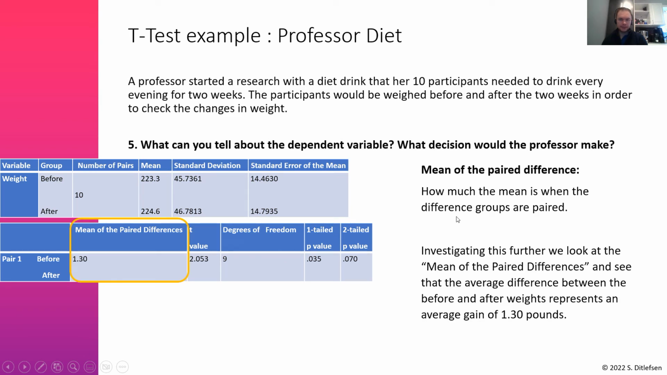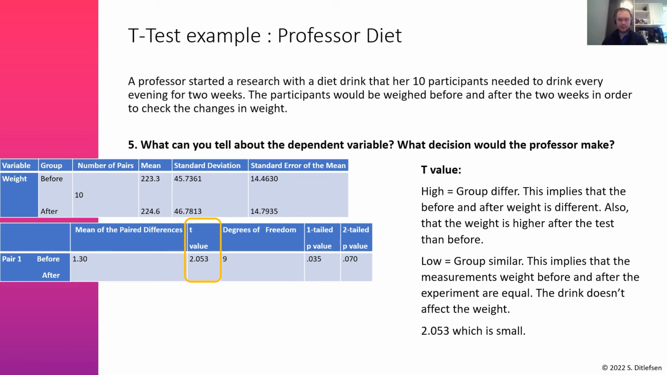Mean of the pair differences. How much the mean is when the groups are paired. So these two numbers: the mean, this number minus this number, is the mean of the pair difference. Investigating this further, we look at the mean of the pair differences and see that the average difference between the before and after weight represents an average gain of 1.30 pounds. So they have actually gained 1.3 pounds on average in these 2 weeks.